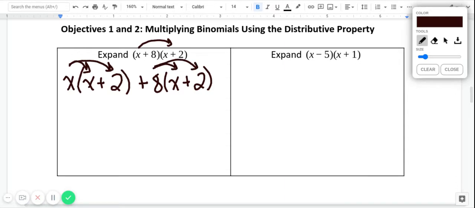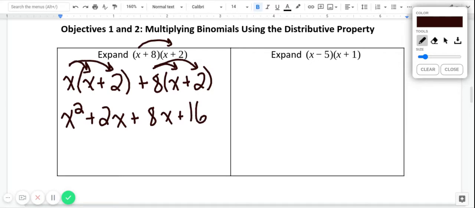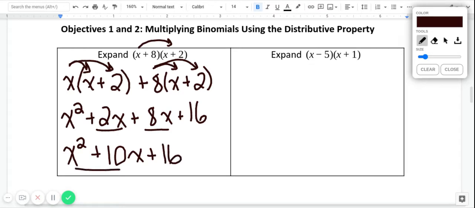Okay, so now x times x, well, that's just x squared. We got 2 x's. X times 2, well, that's just 2x. Plus 8 times x, which is 8x. 8 times 2, which is 16. And now we combine like terms. So this is just an x squared. We got a 2x plus an 8x, which is 10x. Plus 16. And that is our answer. So that is how we expand x plus 8 times x plus 2.